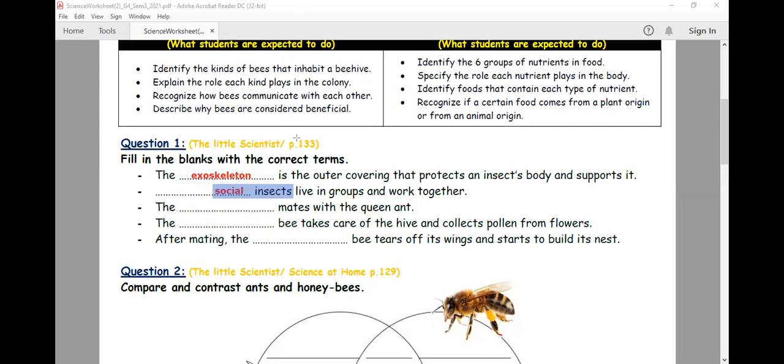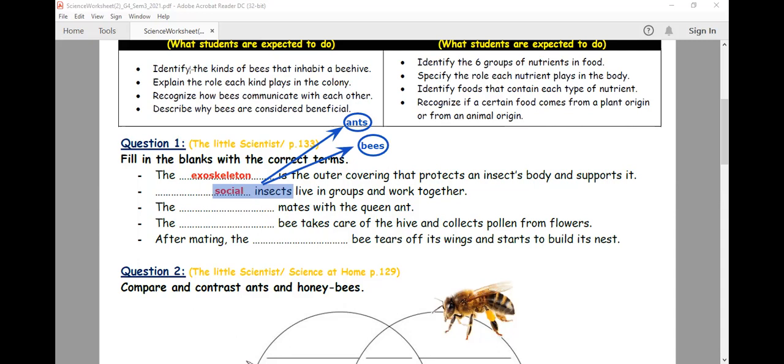Give me two types of social insects. What are two examples of social insects? Ants and bees. Excellent. Ants and bees are examples of social insects. Okay? So again, most insects, in general, live by themselves. They do not live in community. But special insects like ants and bees live in communities, live in groups, and they work together. They depend on each other.